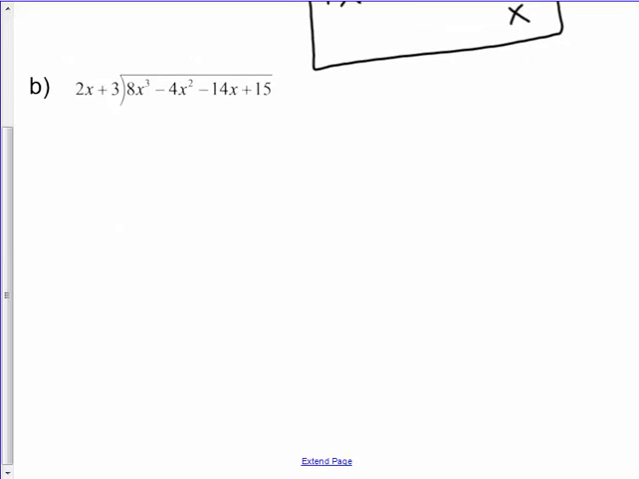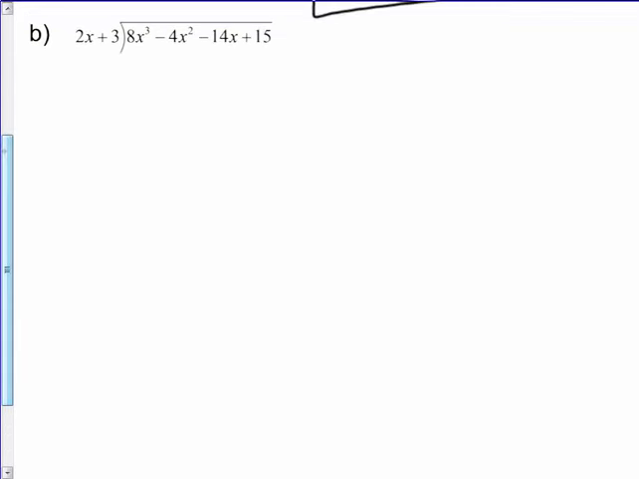In B, this is where it becomes a little bit more difficult. We have a polynomial inside and a binomial on the outside here, the 2x plus 3. So in this, what I'm going to do is the long division. You learned this back in 4th grade, and I'm going to look at the 2x and go, okay, 2x times what gives me 8x cubed? Or 8 divided by 2 is 4. X cubed over x, I need x squared. So now I'm going to multiply the 4x squared to each of these terms.